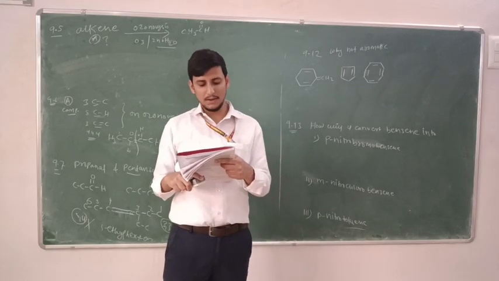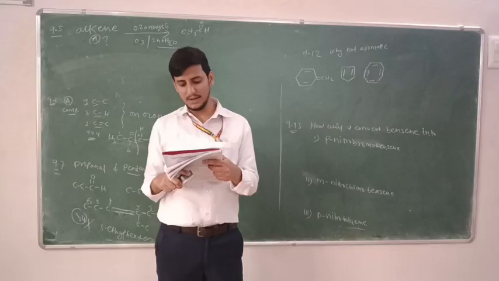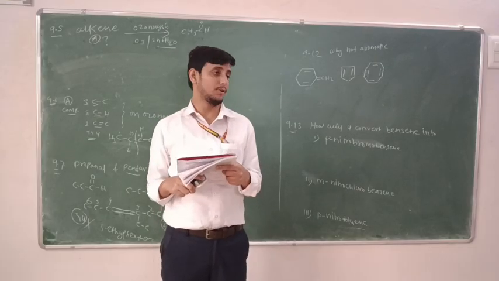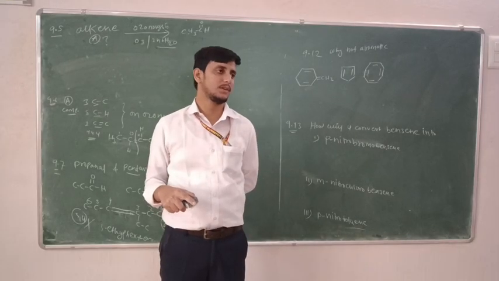Now 9.10. Why is benzene extraordinarily stable though it contains 3 double bonds? Can you explain it?